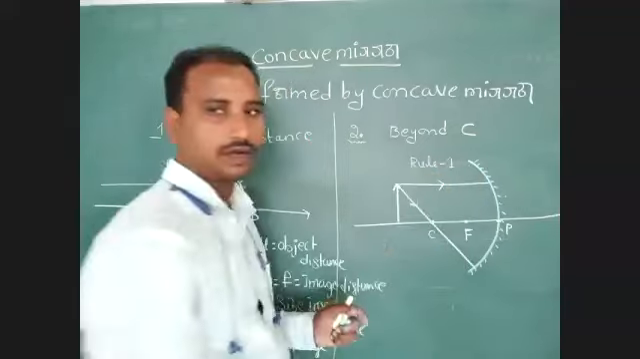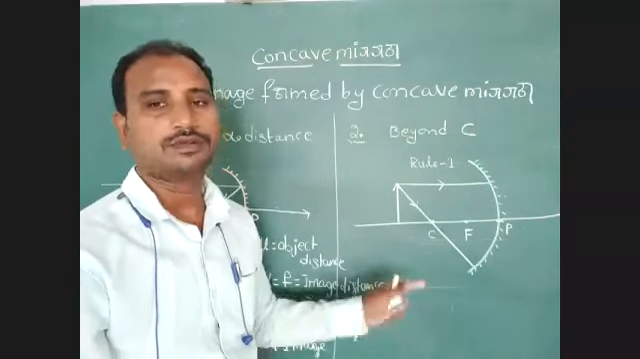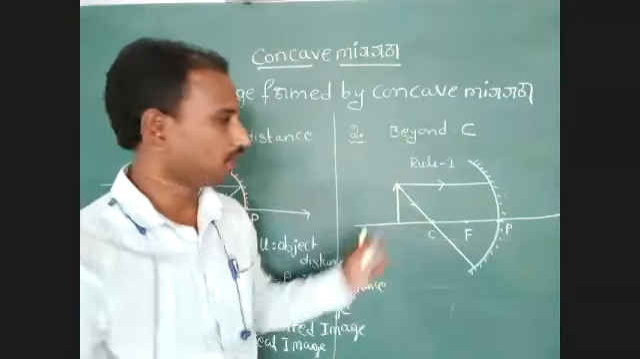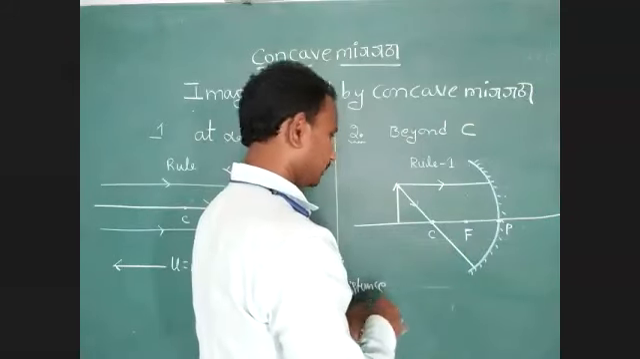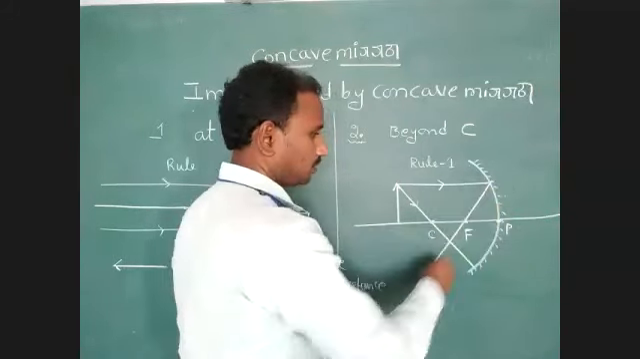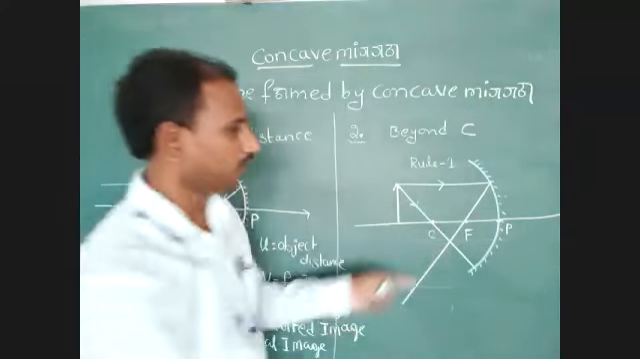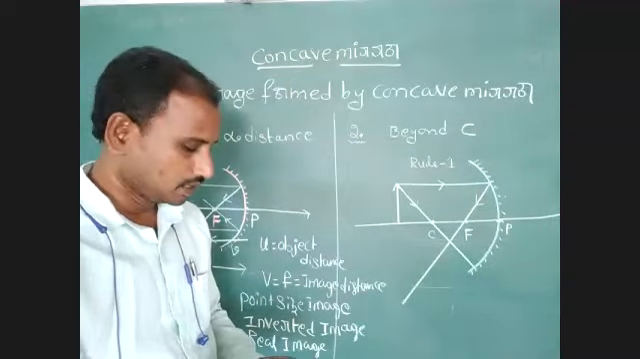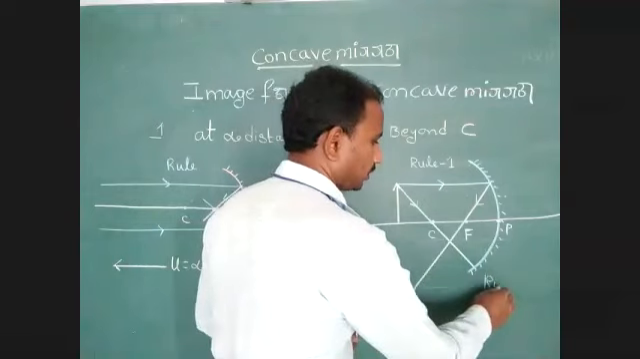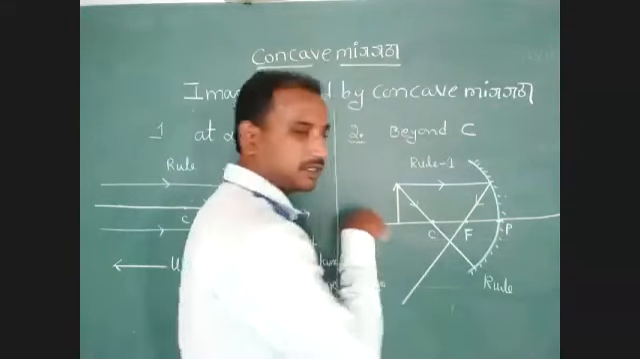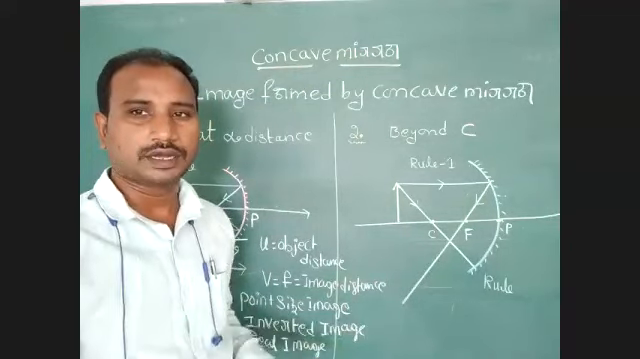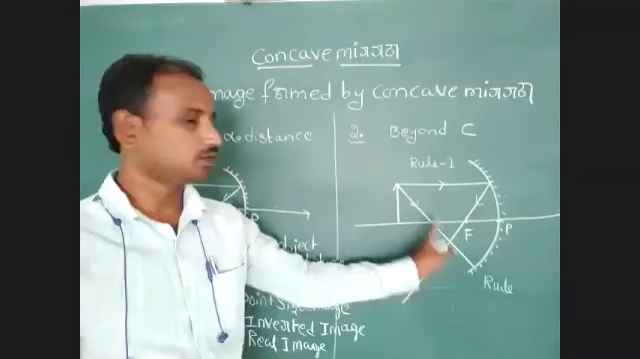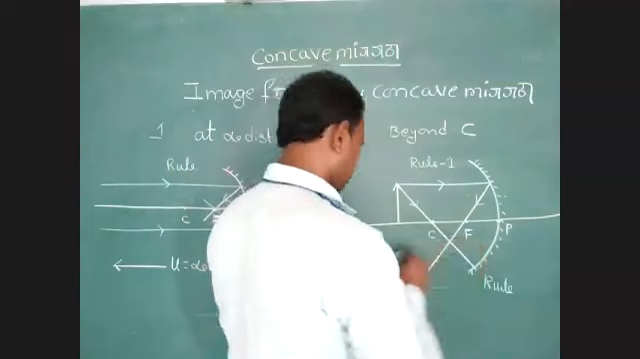If any ray of light is parallel to the principal axis, after reflection from the concave reflecting surface, that reflected ray is passing through the principal focus. You have to identify that. Next, here, the third rule, rule 3, we can identify. What is that rule 3? If a ray of light is passing through the center of curvature, after reflection, that reflected ray follows the actual path of the incident ray and is passing through the center of curvature.